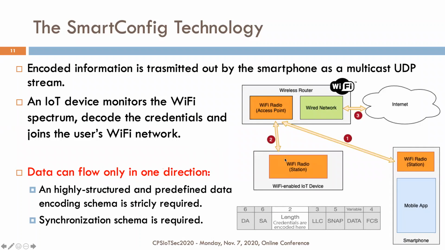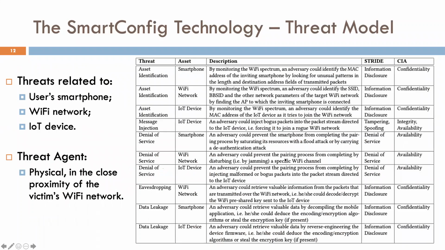We constructed a threat model by identifying the threats that affect the assets involved in the SmartConfig protocol, and those are the user smartphone, the Wi-Fi network, and the IoT device. The only agent we considered is a physical threat agent, since it must be placed in close proximity of the victim's Wi-Fi network. If you look closer, the threats range from the information disclosure of addresses or other valuable network information, to tampering in terms of message injection, to denial of service.